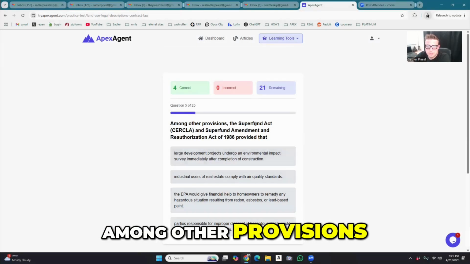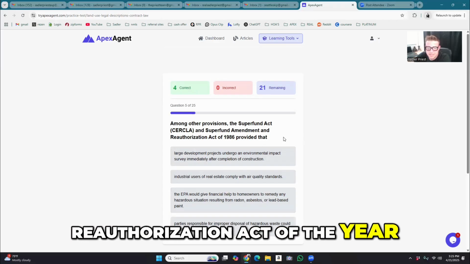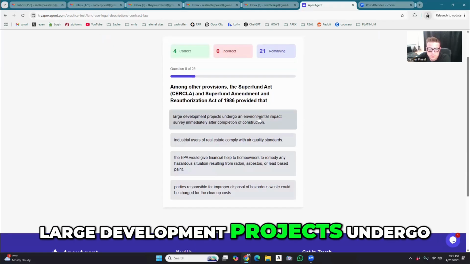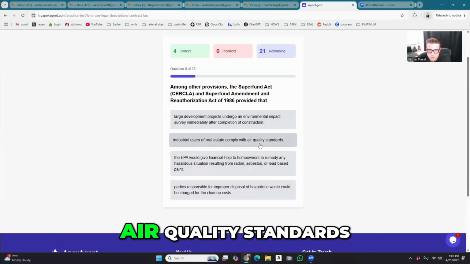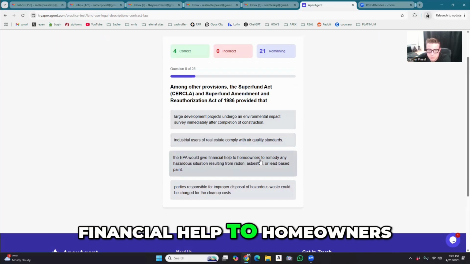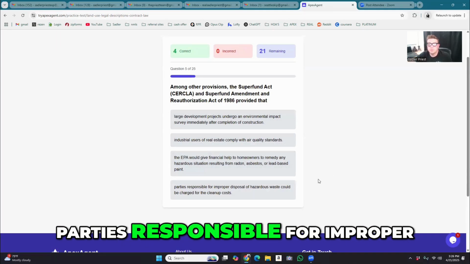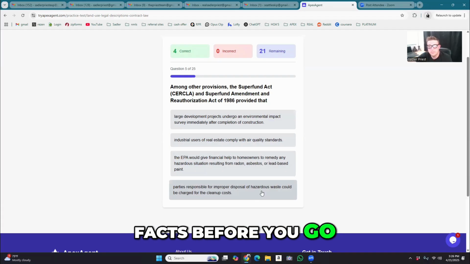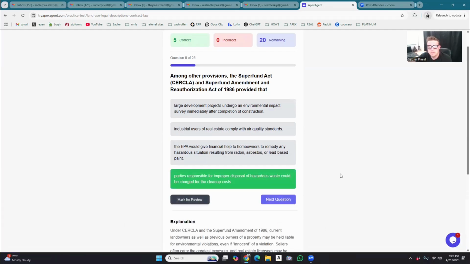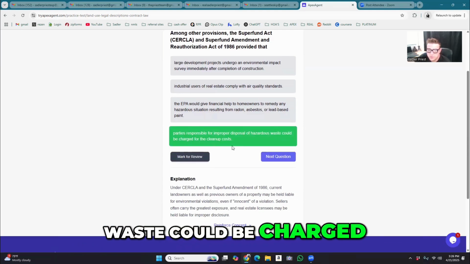Among other provisions, the Superfund Act, CERCLA, and Superfund Amendment and Reauthorization Act of 1986 provided that large development projects undergo an environmental impact survey immediately after completion of construction. Industrial users of the real estate comply with air quality standards. The EPA would give financial help to homeowners to remedy any hazardous situation resulting from radon, asbestos, lead-based paint. Parties responsible for improper disposal of hazardous waste could be charged for cleanup costs. I don't know this one. This is one that you probably want to know, like the facts before you go in. We'll find out. Look at that. Good. Parties responsible for improper disposal of hazardous waste could be charged for cleanup costs.